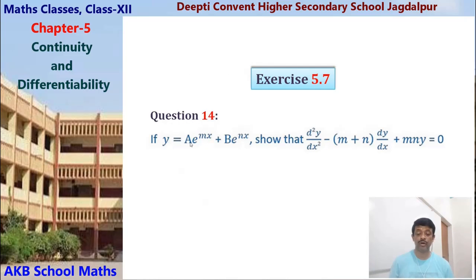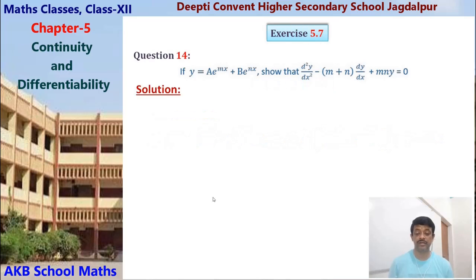Here y equals a e to the power mx plus b e to the power nx, done in a similar fashion to question 13. We have to show d2y by dx square minus (m plus n) dy by dx plus m n y equals 0. Here you can also find the values of y1, that is dy by dx, and y2, that is d2y by dx square. We have to use this method. Taking left hand side equal to right hand side here.